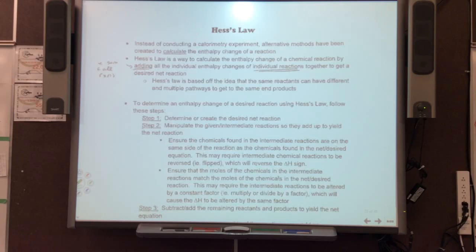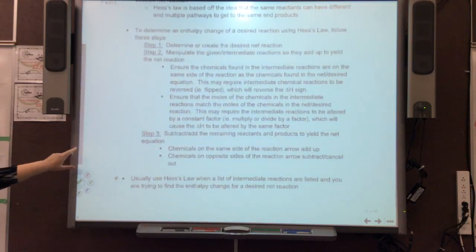Okay? This is where understanding your sign convention is really, really important, if it's exothermic or endothermic. This is going to be really critical here. So you work backwards. You start with your net reaction, so this is the overall reaction that you're looking for. And then you manipulate the intermediate reactions, so the in-between reactions.